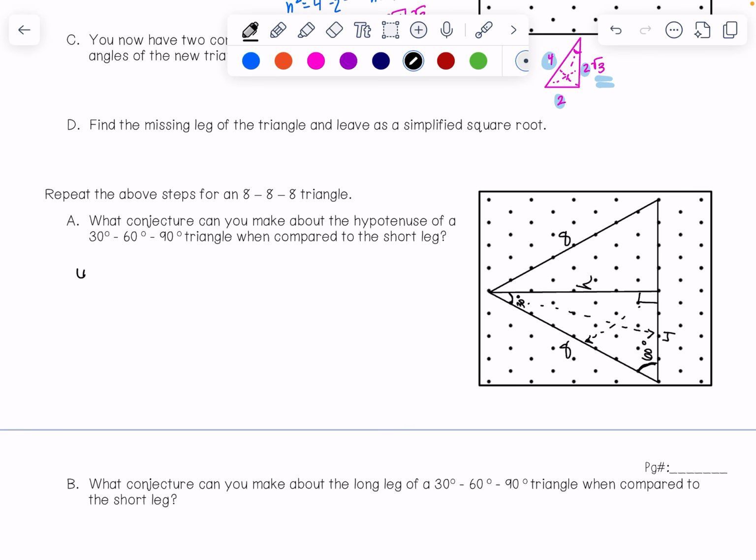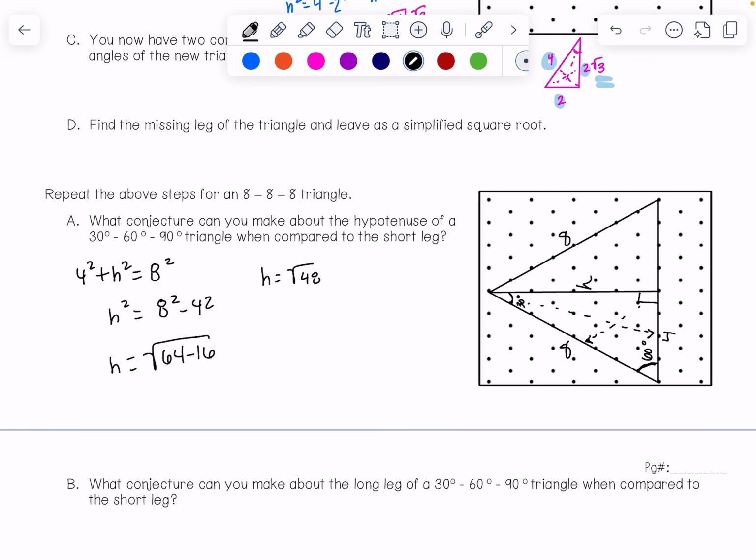So for this one, it's going to be 4 squared plus h squared equals 8 squared. As I isolate, I get h squared equals 8 squared minus 4 squared. So h is equal to the square root of 64 minus 16. That is 48, so h is equal to the square root of 48.